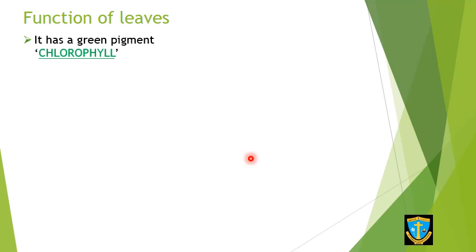Function of the leaves. The leaves have a green pigment which is called chlorophyll. All the plants have chlorophyll in them. Some plants may show a red leaf or yellow leaf. This is because the pigment of yellow or brown or red is more in them. But chlorophyll is always present in all the plants because they have to prepare their own food using chlorophyll.